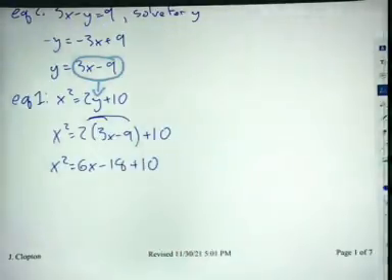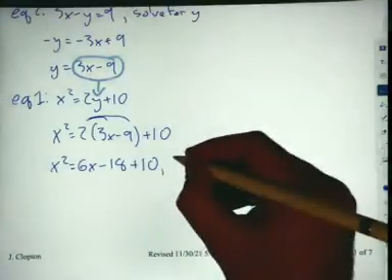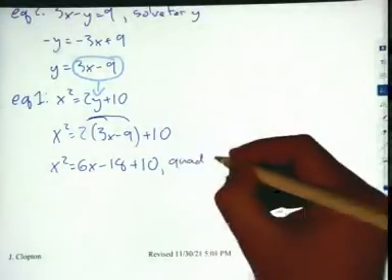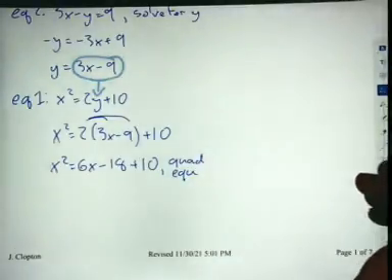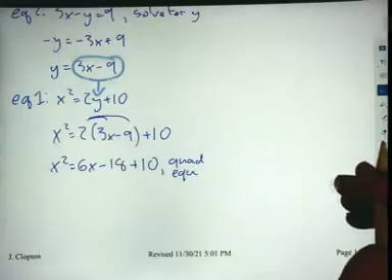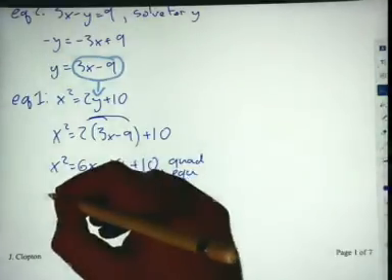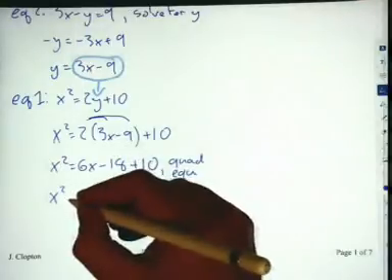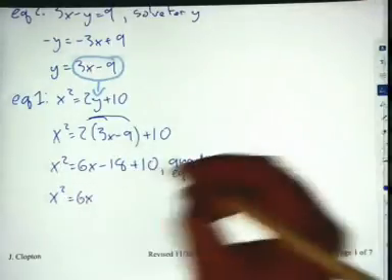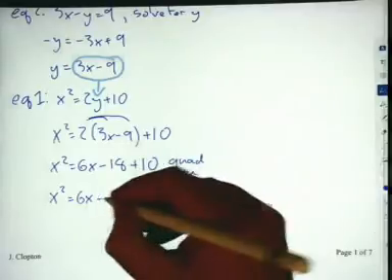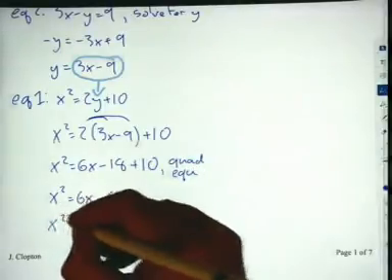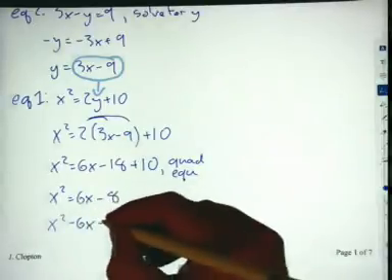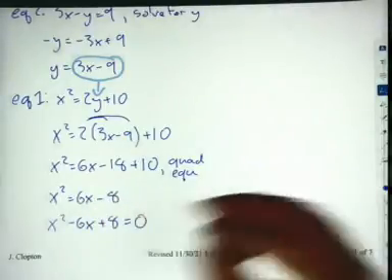And now, look what kind of equation that we have. We now have a quadratic equation. Well, how do we solve quadratic equations? We start off by setting that equation equal to 0. So, let's go ahead and combine like terms. Negative 18 plus 10 is going to be a negative 8. Then set this equal to 0. We get x squared minus 6x plus 8 is equal to 0.